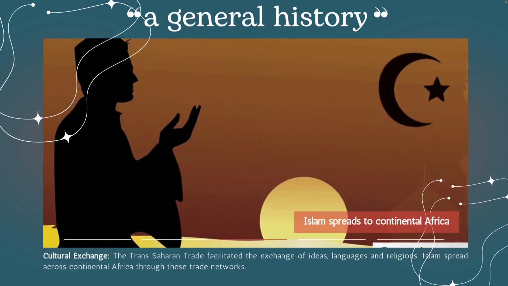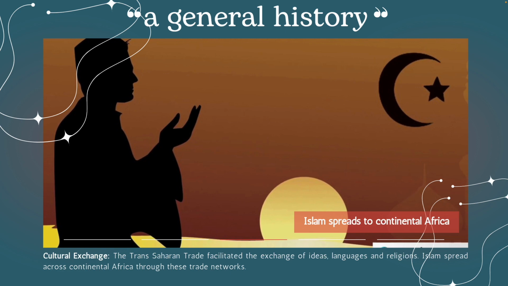Now, another thing that made its way into Africa by way of the Trans-Saharan trade was Islam. So Islam made its way into Africa via the trade routes. Now, following the conquest of North Africa by Muslim Arabs in the 7th century CE, Islam spread through West Africa via merchants, traders, scholars, and missionaries. Islam arrived in East Africa when Arab traders crossed the Red Sea.